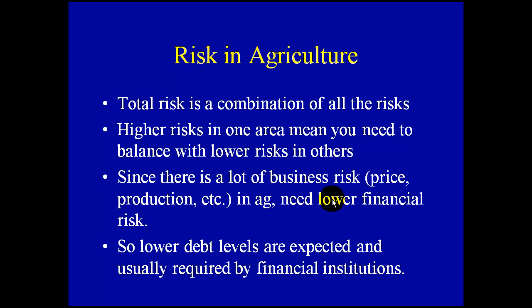So in agriculture, we would expect lower debt levels than in other industries. For example, in agriculture, we limit debt to equity to a 1-to-1 ratio. However, other industries that face a lot less business risk, where profits are more assured, may have debt to equity ratios of 3 or 4. So it really depends on your industry and knowing and managing the risks that you face there.